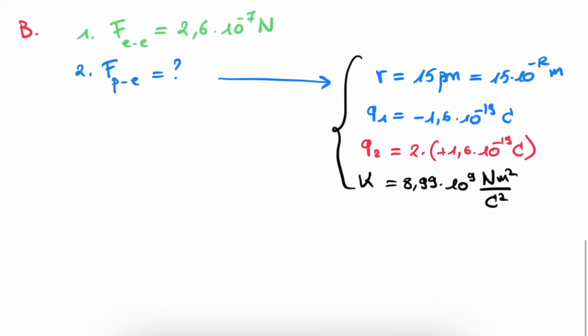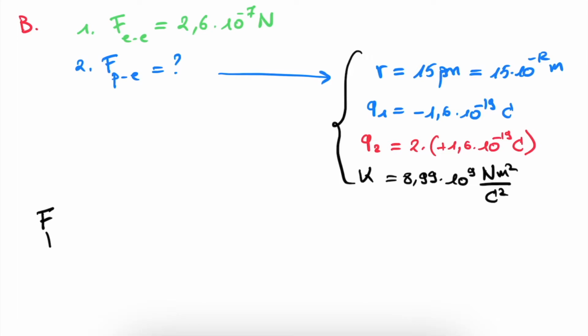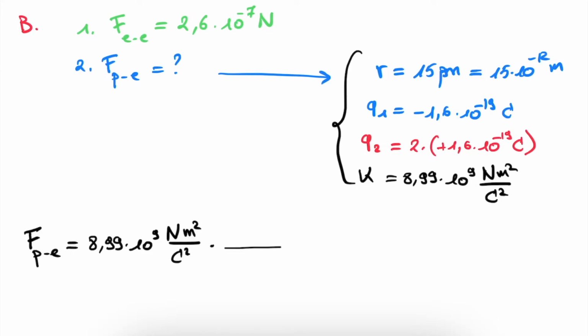And now we can very simply calculate the electrostatic force between our nucleus and our electron, which is equal to 8.99 times 10 to the power of 9 Newton meter squared divided by Coulomb squared, which is our K. And we multiply this with a large fraction. Within the numerator, we have the product of our two charges. So we have our first charge, which is the charge of an electron, so minus 1.6 times 10 to the power of minus 19 Coulomb. And we multiply this with the charge of the nucleus, which is 2 times plus 1.6 times 10 to the power of minus 19 Coulomb.